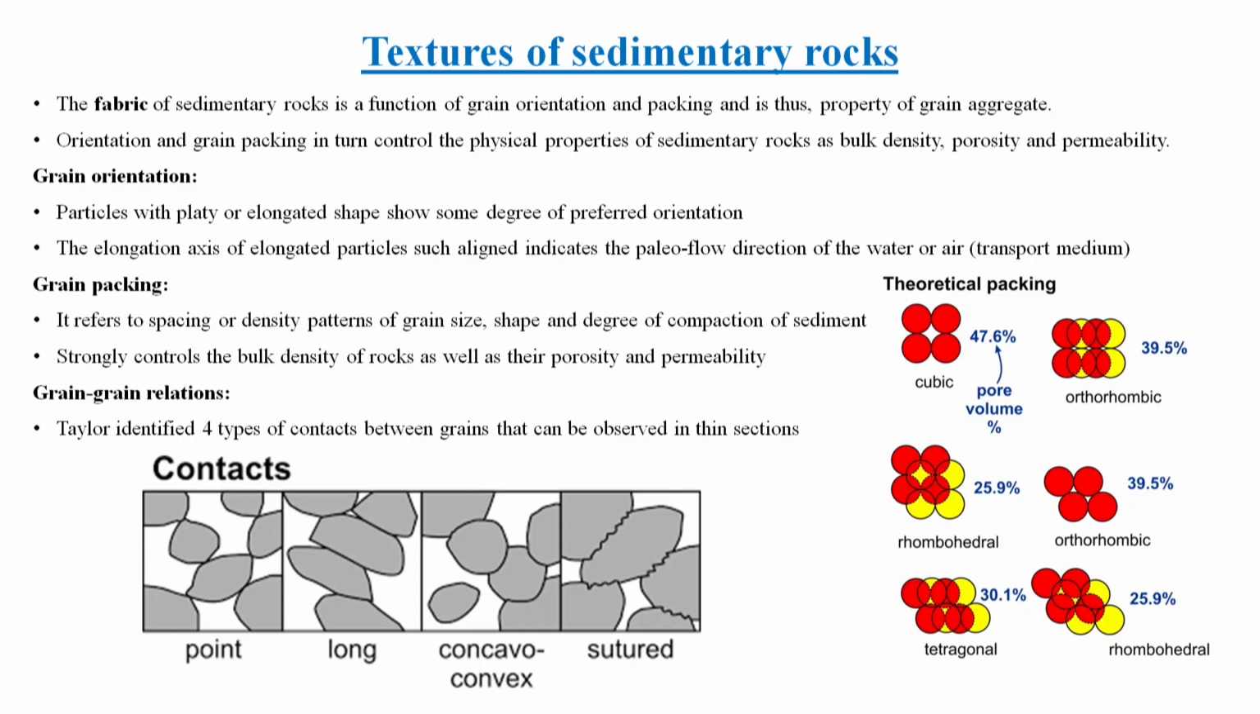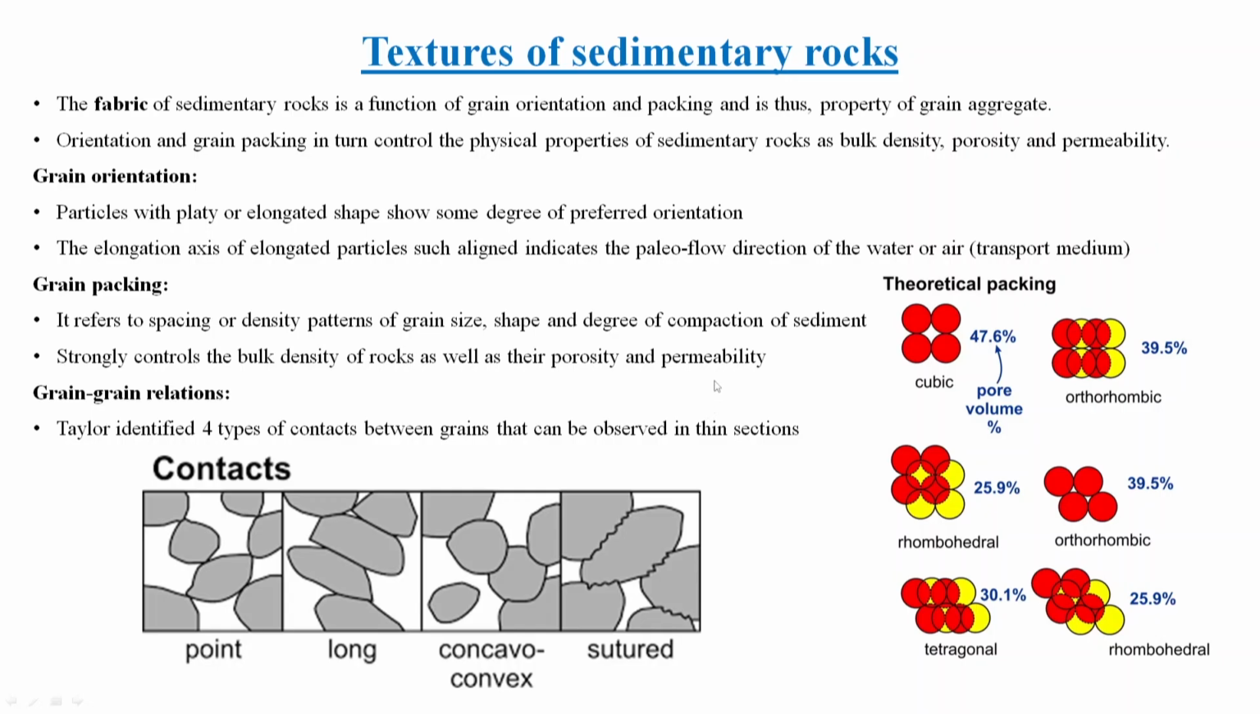But generally, a highly porous rock also gives high permeability, because if the number of pores is high, there is a probability that the connection between the pores is also high. Again, it is not a thumb rule that porosity is the same as permeability. Also, like I was mentioning about the interrelationship between the grains, there are these kinds of contacts that you can see in a sedimentary rock.